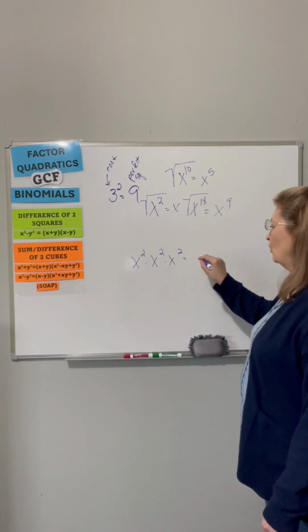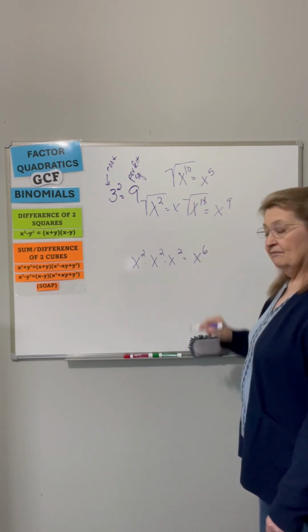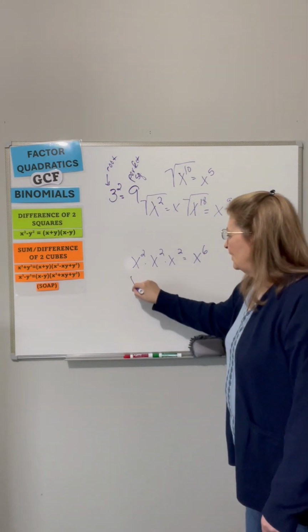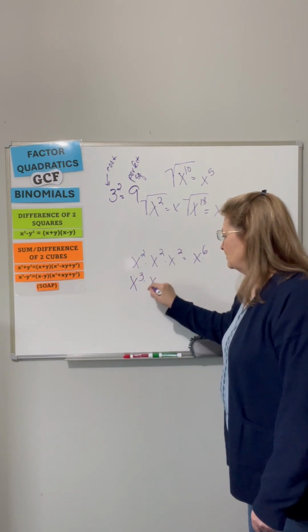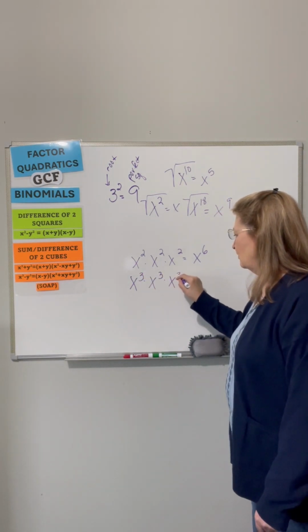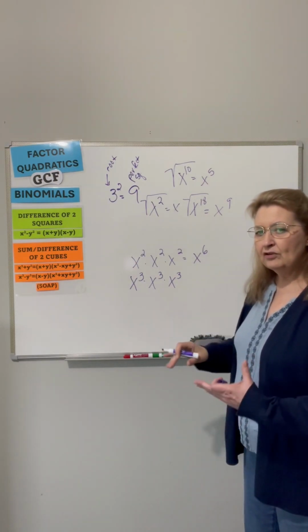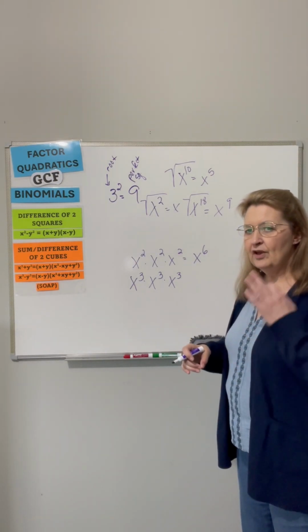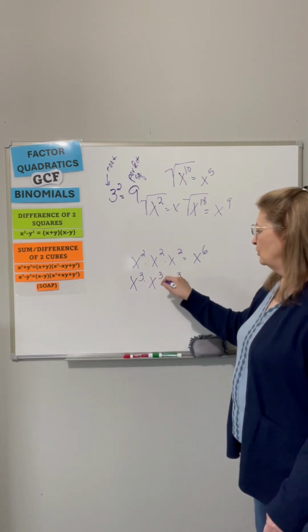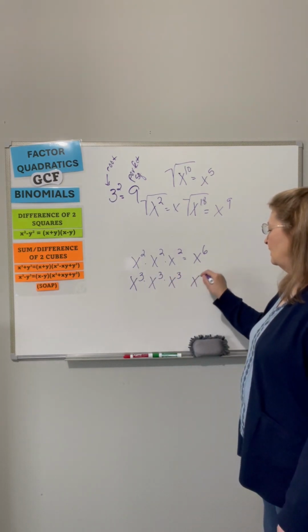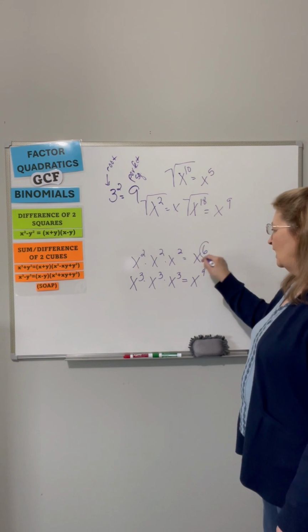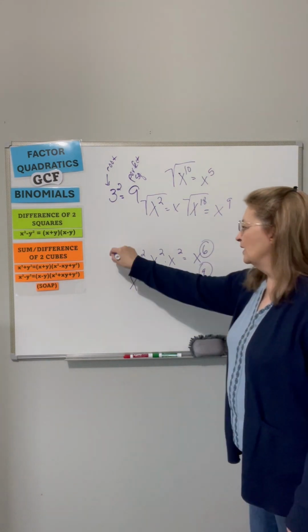2 plus 2 is 4, plus 2 is 6. So there you go. What if I did x to the 3rd times x to the 3rd times x to the 3rd? You just cubed x to the 3rd. You multiplied it times itself 3 times. So 3 plus 3 is 6, plus 3 is 9. Do you see the pattern here as far as your exponents go?